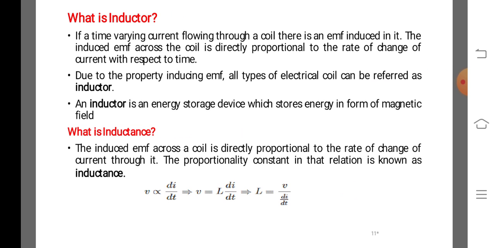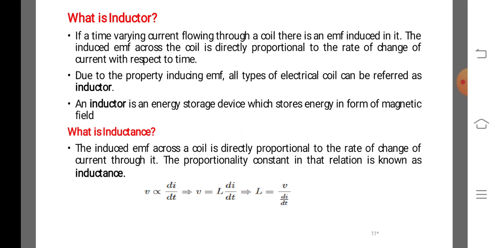Let's discuss what an inductor is and how inductance works. So let us see what an inductor is. If a time varying current flows through a coil, an EMF is induced in it. The induced EMF across the coil is directly proportional to the rate of change of current with respect to time. Due to this property of inducing EMF, all types of electrical coil can be referred to as an inductor. So an inductor is an energy storage device which stores energy in the form of magnetic field.